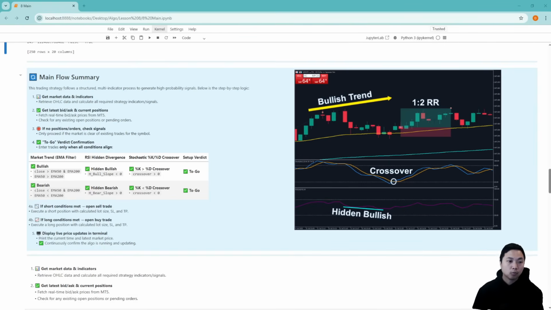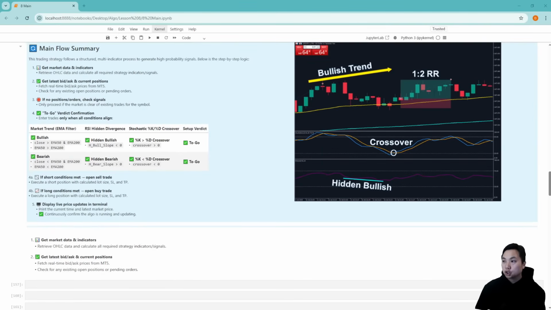And then the second step is that we would like to capture the latest price, and also we would like to check whether there are any existing positions or pending orders for the symbol we're trading. So this ensures that we don't accidentally open multiple trades at the same time with the same signal. And then the next step is that we would like to proceed to check the signals only if there are no open trades for that symbol. And this keeps the strategy clean and avoids conflict.